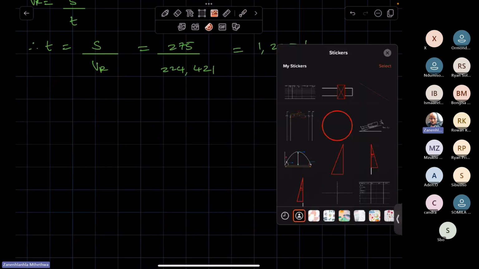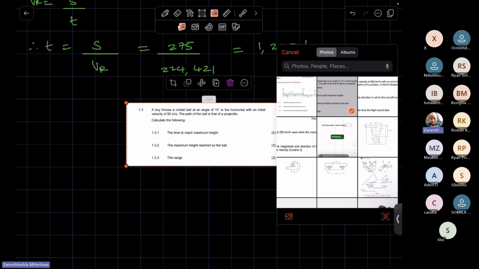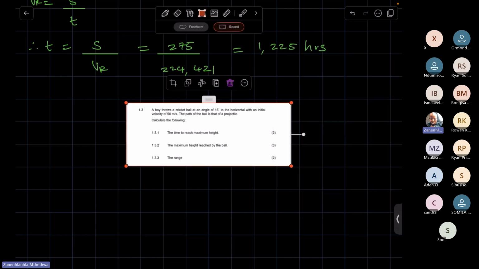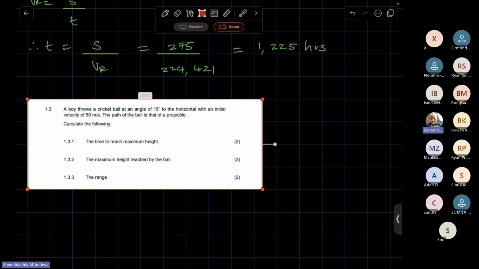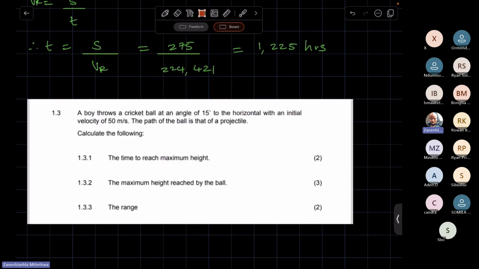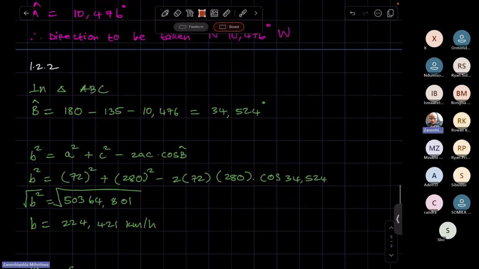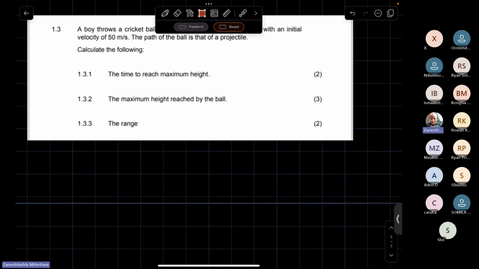Right, the next question is on projectiles. This question is on projectile motion. Now let us look at this question on projectile motion.